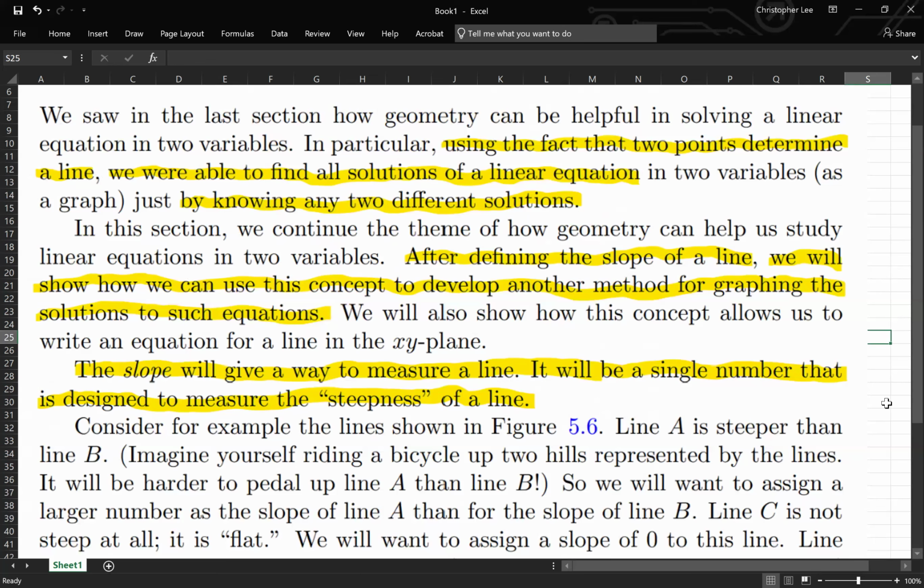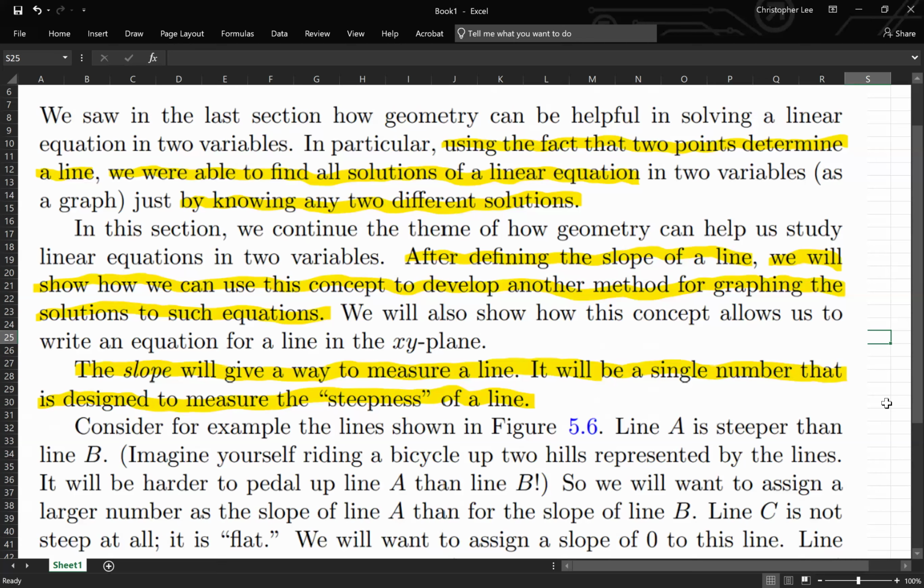In this section, we continue the theme of how geometry can help us study linear equations in two variables. After defining the slope of a line, we will show how we can use this concept to develop another method for graphing the solutions to such equations. We will also show how this concept allows us to write an equation for a line in the XY plane.